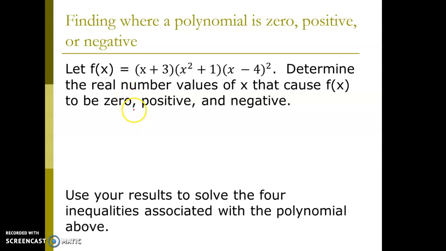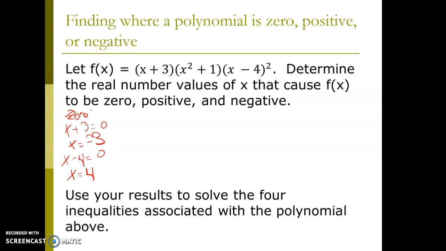So let's find all the real numbers, and that's actually important, real numbers that cause f of x to equal 0. Well, that would just be setting all these factors equal to 0. X plus 3 equals 0, we get x equals negative 3. We set x minus 4 equal to 0, we get x equals 4.